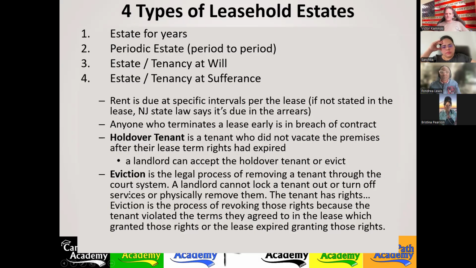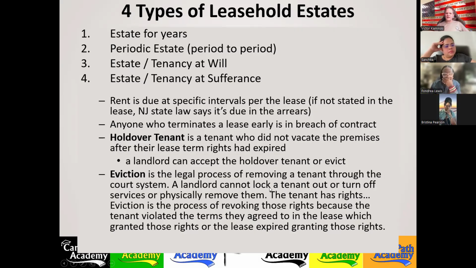Now, what is eviction? I've got a bunch of definitions and terms here that we're getting to a little bit early, because I think we should understand these before we get into each of the specific lease types of estates. So I think it's important to know these things, so I put them up front. An eviction is the legal process of removing a tenant through the court system.